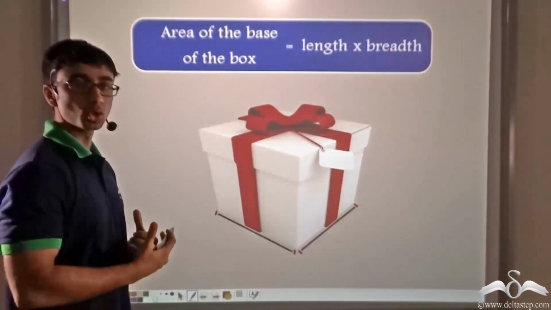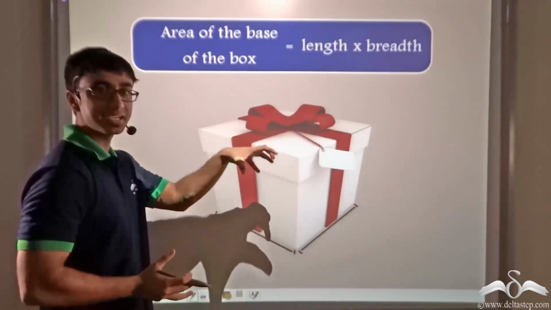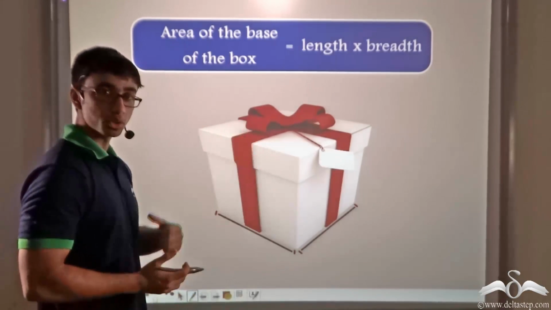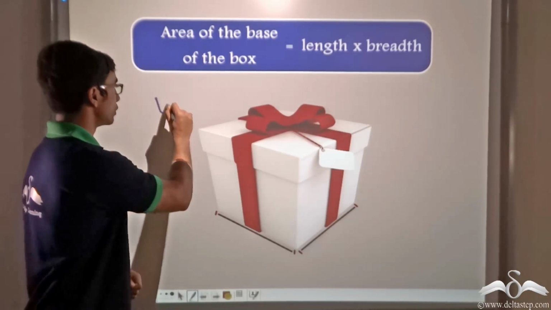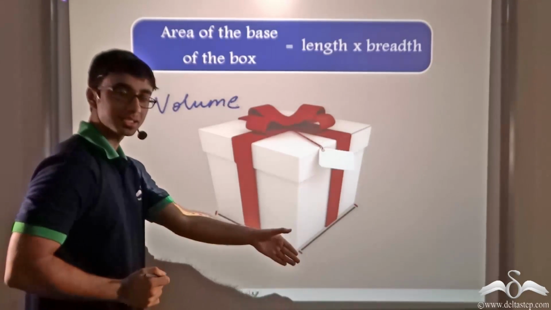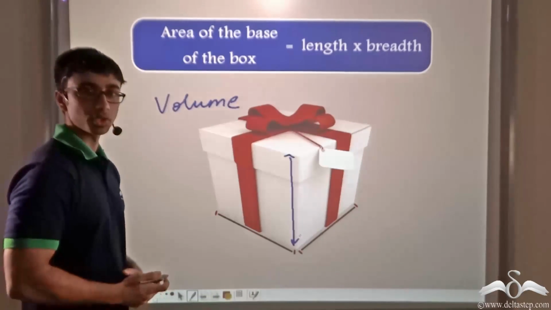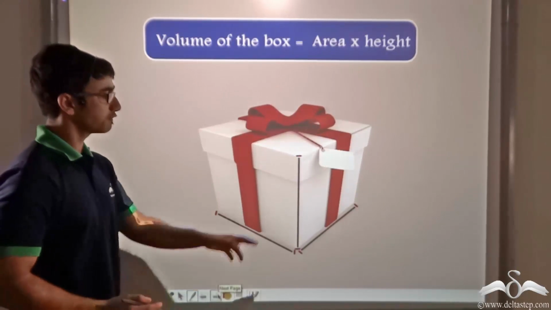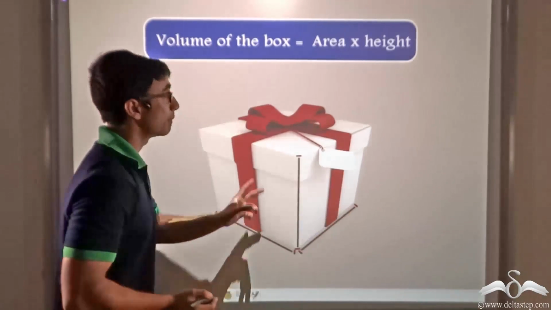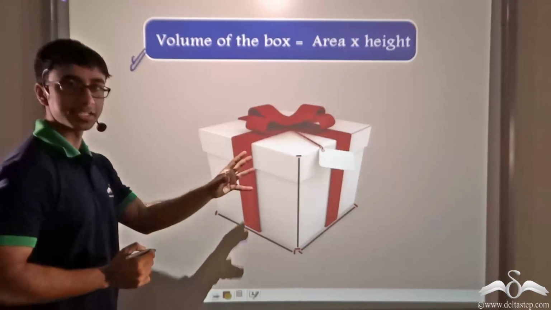Now the shopkeeper wanted to know how many gift items he will be able to put inside each of the boxes. So in order to know how many gift items he would be able to put in, he must know the volume of the box. So he now knows the length and the breadth. All he needs to find out is the height of the box. So after finding out the height of the box, if he simply performs area multiplied by the height, he will get the volume of the box that he requires.